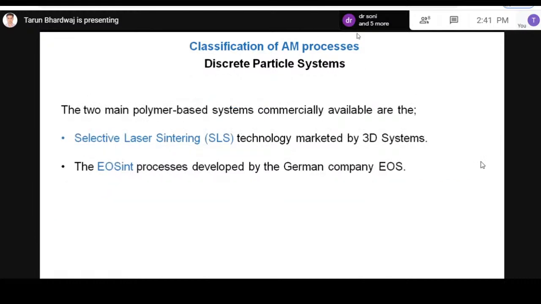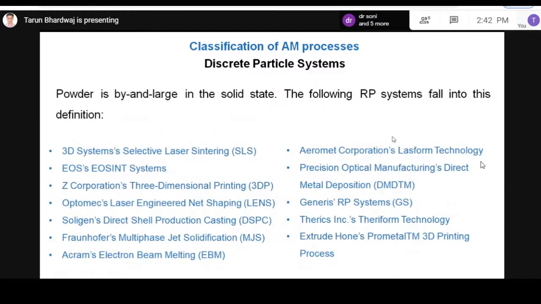The two main polymer-based systems that are commercially available are Selective Laser Sintering, and the second one is the EOSINT, a process developed by the German company EOS. I think the company is basically Electro Optical Systems. And the selective sintering technology is marketed by 3D Systems. 3D Systems is an emerging company, and it is also being largely used by Indians. And these are a few machines for the discrete particle systems.